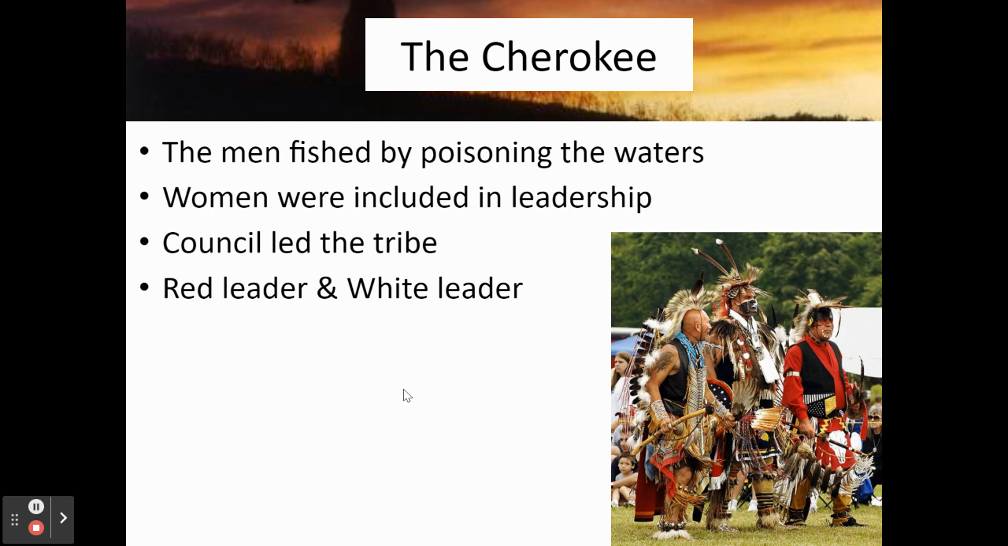Now, the council did have an executive portion appointed, and that would be a specific red leader and a specific white leader. Now, if you think about this, what does it mean when you wave the white flag? That means we give up, right? Peace. Red is kind of like angry, right? So the red leader was the leader during time of war. The white leader was the executive leader during times of peace. So each one had a specific role and a specific responsibility to the council and to the tribe. Okay.